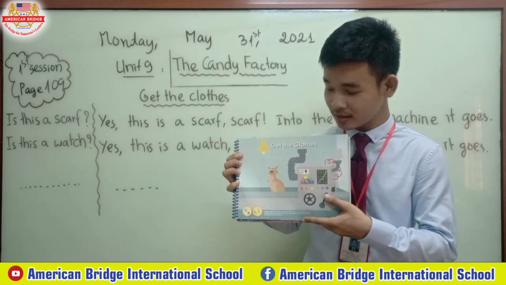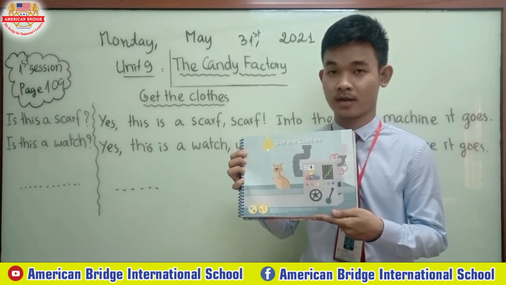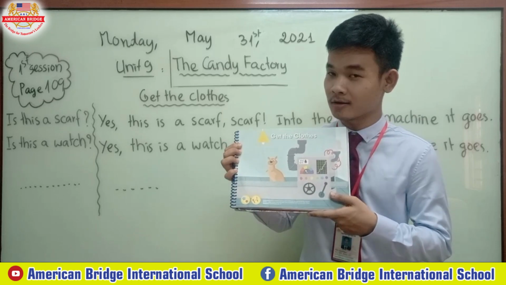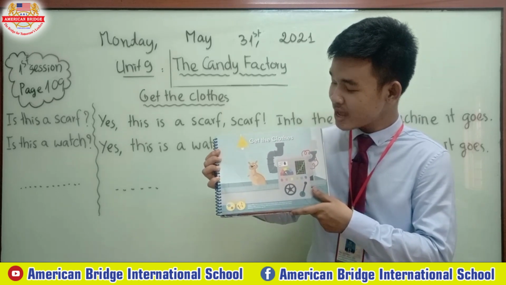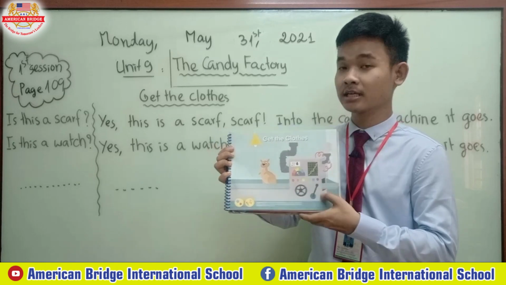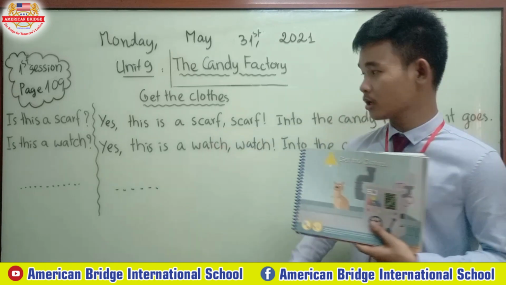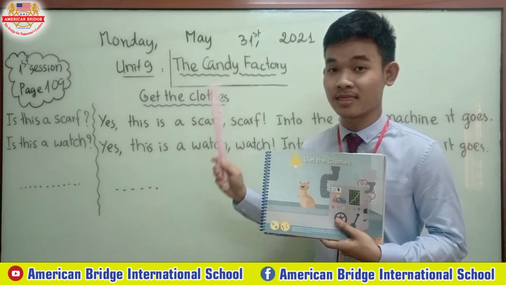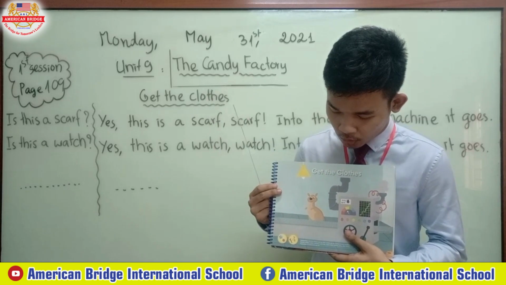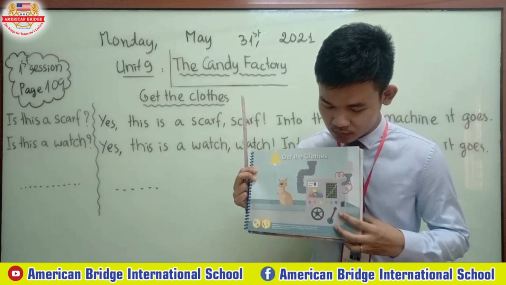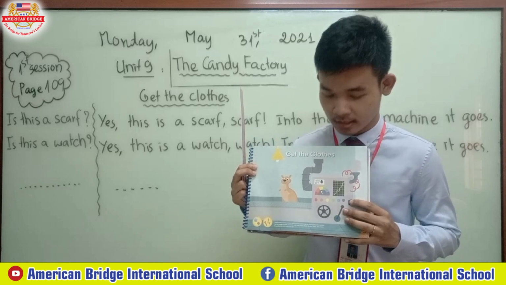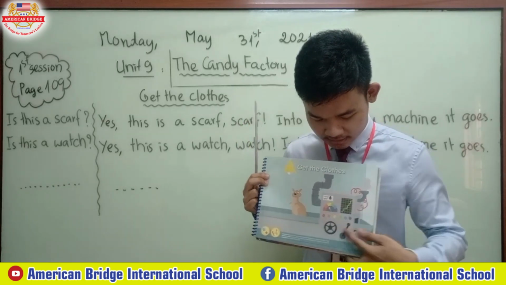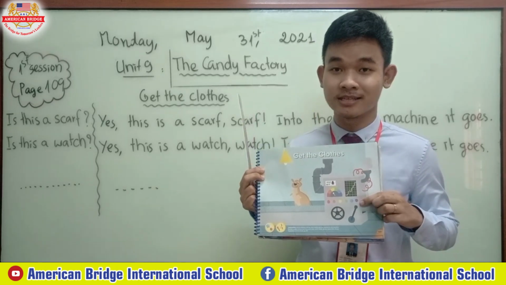Okay, students, now let's open your book on page 109, alright? Are you on this page? Today we will study get the clothes. What can you see in the picture? You can see kangaroos over here, and you can see this one is a machine.